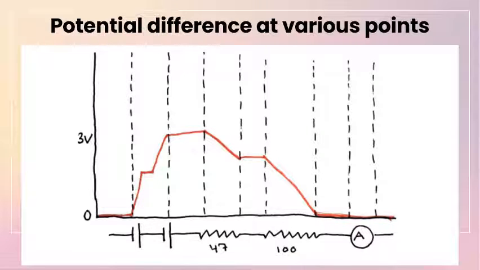We were also asked to make a chart of the voltage across the different parts of the circuit. You can see for every part of the circuit where it was just wire, the voltage did not change. And across the capacitors, the voltage increased to 3 volts, and then across the 2 resistors, it decreased back to 0. The ammeter had no effect on the voltage.